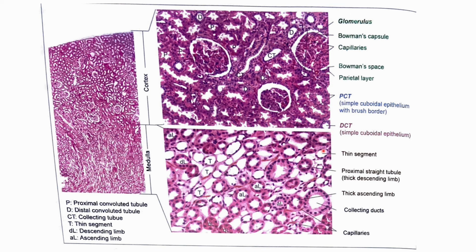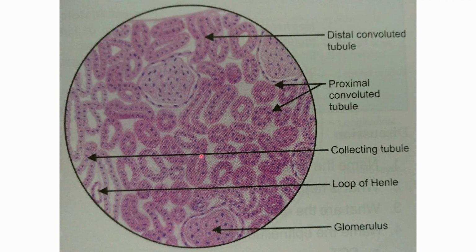Then we can see the thin segment of the loop of Henle. This is the proximal straight tubule, that is the thick descending limb. This is the thick ascending limb, and you can see the collecting duct with a large lumen, and in between we have the capillaries. Here you can see the difference between the distal convoluted tubule and the proximal tubules in the lumen, the size of the cells, the shape of the cells, and the brush border. These are the large collecting tubules, along with a small loop of Henle, and this is one glomerulus.